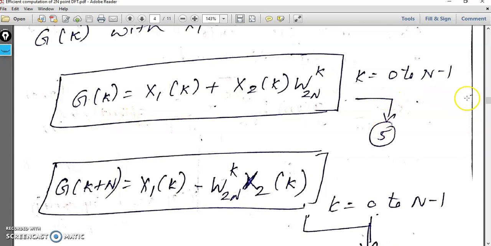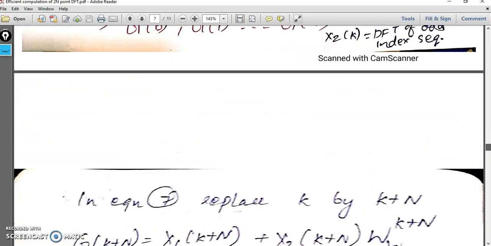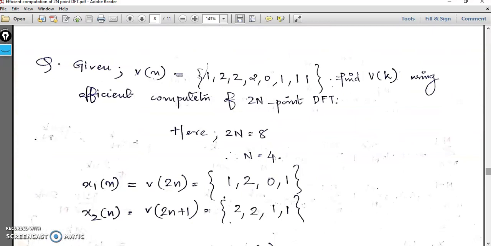We can move to a problem. Here the question is that v of n is given as 1 2 2 2 0 1 1 1. Find v of k using efficient computation of 2N point DFT. The first process is to compute the length of the sequence. The length is 8, because the number of elements within the sequence is 8. So 2N is equal to 8, that means N is equal to 4.